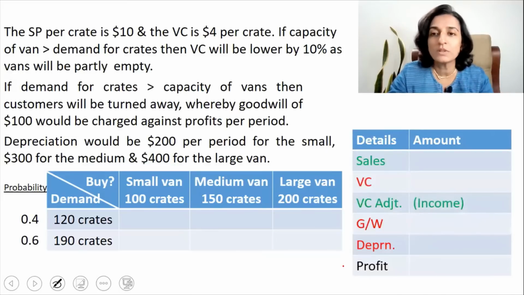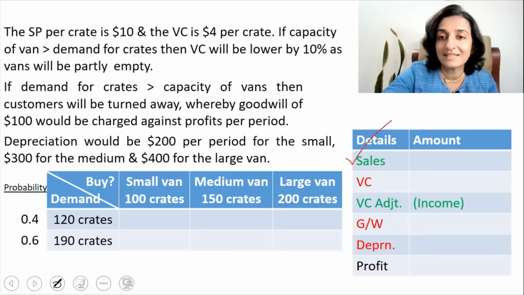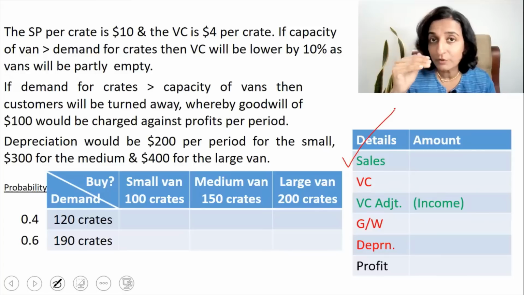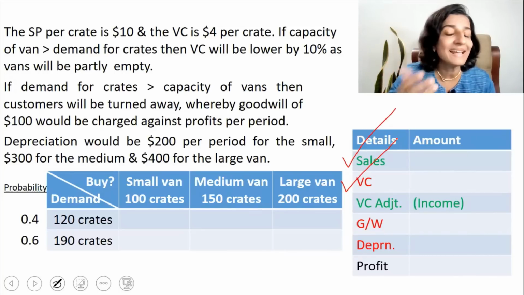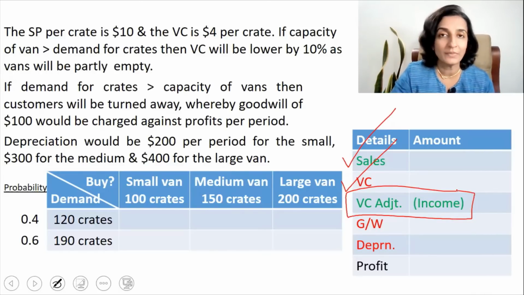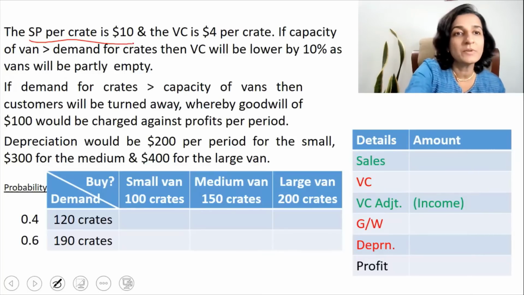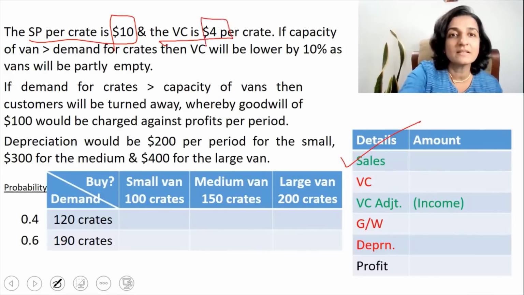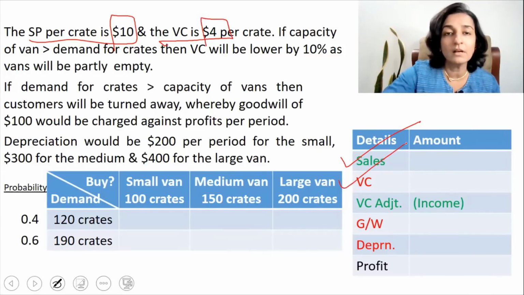So this is the working note where we have the sales, and that is indicated in green, which means that it is an income, and you have to reduce the variable cost to arrive at the profit. That is why I've indicated variable cost in red, because variable cost is an expense. Next comes the variable cost adjustment, which is an income. So we will just read the question extracts to get an idea as to what this variable cost adjustment is. The selling price per crate is $10, so that will definitely come in sales. And the variable cost is $4 per crate, so that will come under variable cost.